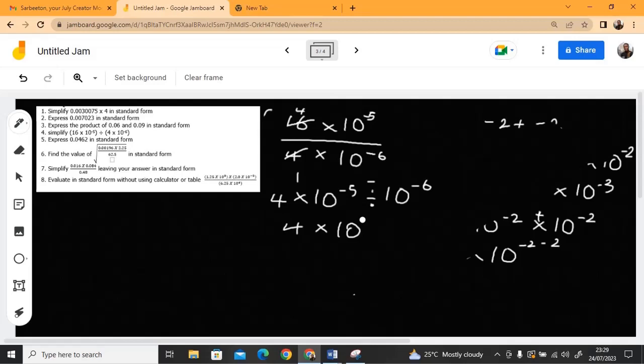So you have minus 5 minus 6. That's what you have there. So you have 4 times 10 raised to power minus 5, minus times minus is plus, plus 6. So minus 5 plus 6 should give us 1. 10 raised to power 1. So this is your final answer.